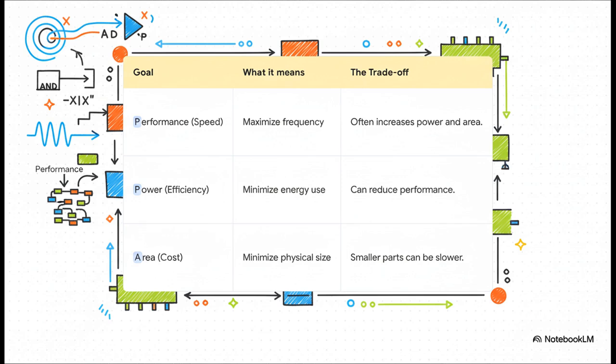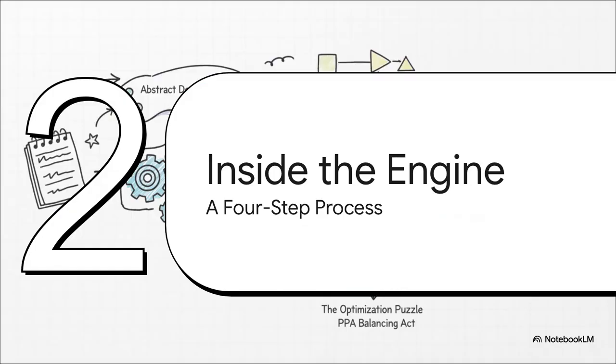If you tell the tool, make this chip faster, it'll likely pick bigger, more powerful gates. But guess what? That increases both the area and the power consumption. If you say, nope, prioritize saving power, it might use smaller, slower gates, and that's going to hurt performance. The synthesis tool is constantly making millions of these tiny trade-offs to find the best possible solution. It's amazing. So how does it actually pull off this incredible balancing act? Let's take a quick peek under the hood at the four main steps the synthesis engine takes to transform that code into an optimized blueprint.